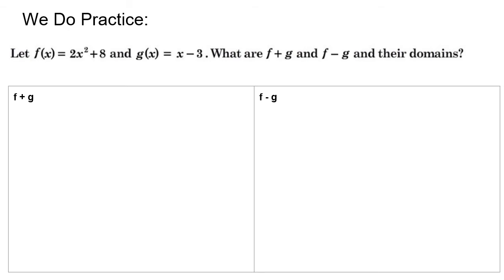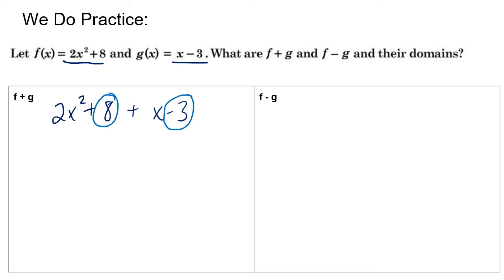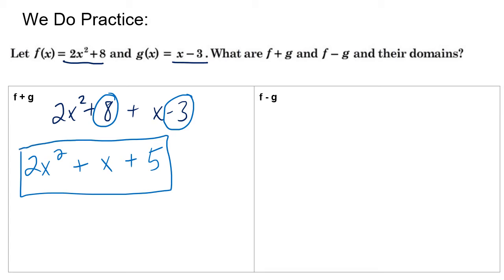Okay, welcome back. So you had 2x squared plus 8, and you had x minus 3. So it wants to do f plus g. So that's 2x squared plus 8 plus x minus 3. I'm going to combine like terms. My only like terms I have are 8 and negative 3. Okay, so I'm going to write them in order. So 2x squared plus x and then plus 5. Bam.